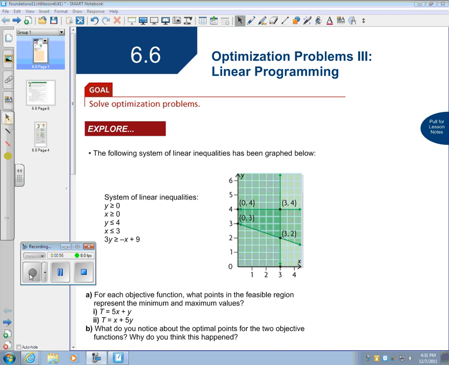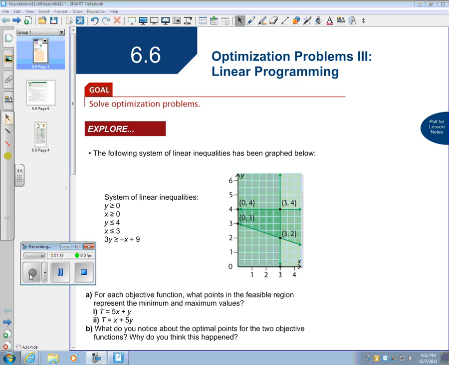Okay. We're going to be working on section 6.6. I am following the textbook, so if you want to get Mrs. Van Dam to pause, you all can open to page 336. What we're doing now is the Explorer. The following system of linear inequalities has been graphed below. So we have this system here.